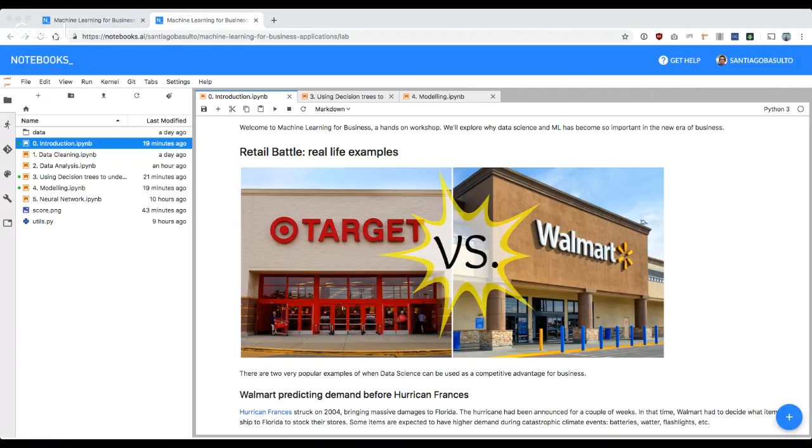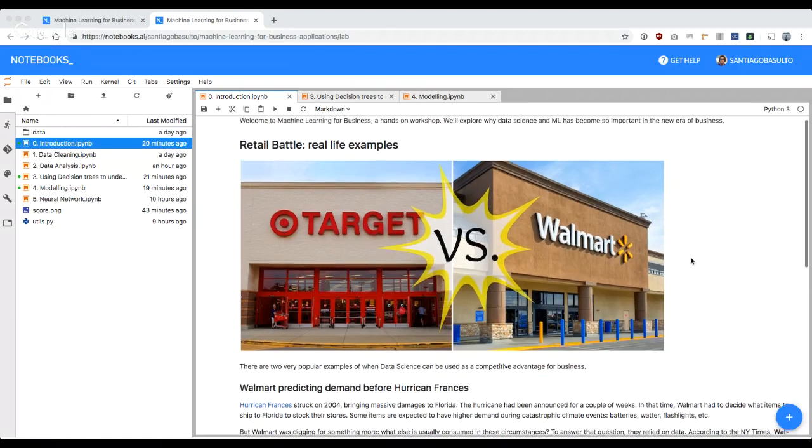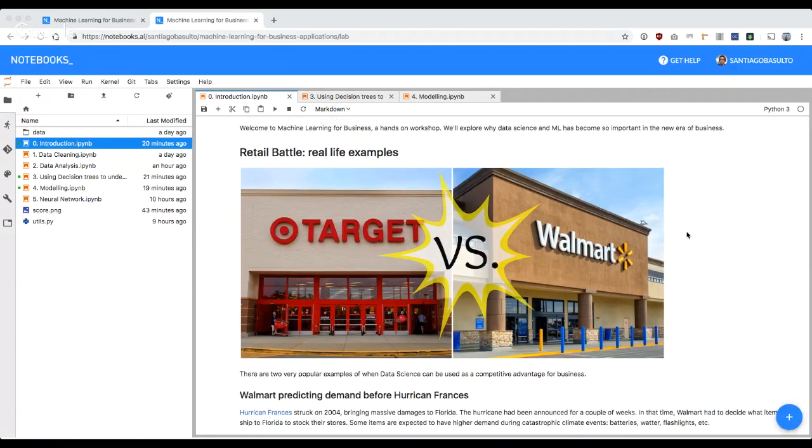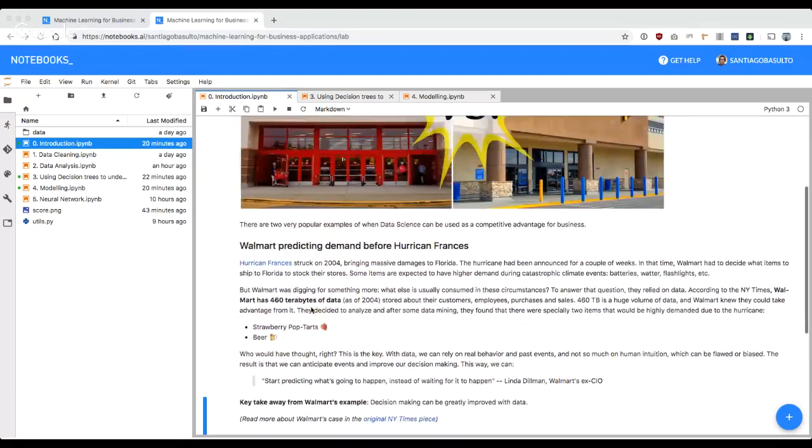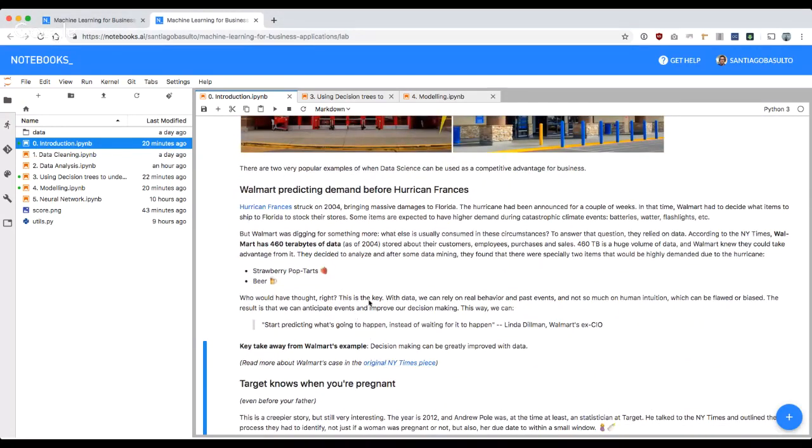To kick things off, I want to introduce a couple of examples of when data science might be helpful for business. There are two very good examples that are, to be honest, also very popular. You might have heard about them. They're going to let us understand when data science can be useful for business and how. What are those key points that are going to let us improve our business or get some competitive advantage, etc. This is all in the notebook; the links are here if you want to read in more detail.